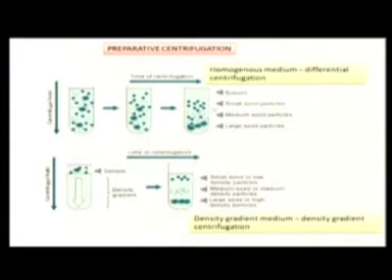So here in this picture we are trying to distinguish the types of preparative centrifugation. One is, you can see the top one, which is nothing but a homogeneous medium with differential centrifugation. The other one, the bottom one, is density gradient centrifugation.